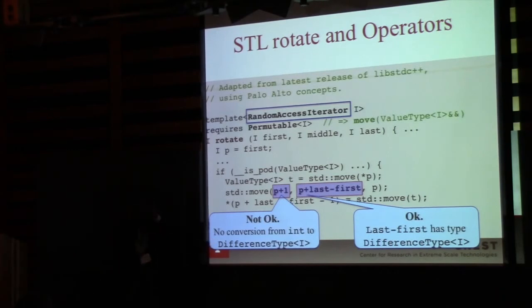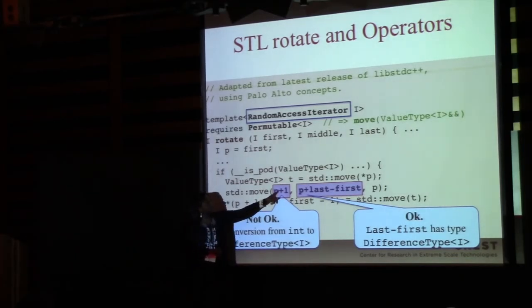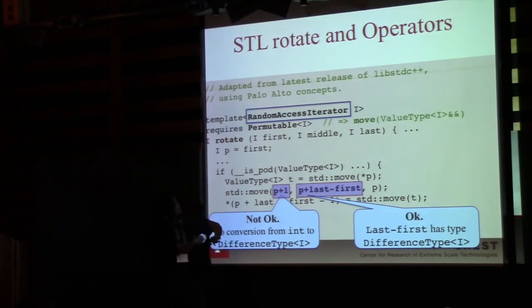And it's interesting because even the Palo Alto design specifically states that difference type of I here is assigned integral. But it states it the same way that it states convertibility. It still doesn't inject syntactic conversions from integers to difference type of I. So as far as the compiler is concerned at this point, the plus in random access iterator is not viable for this call, and that call actually gets rejected.